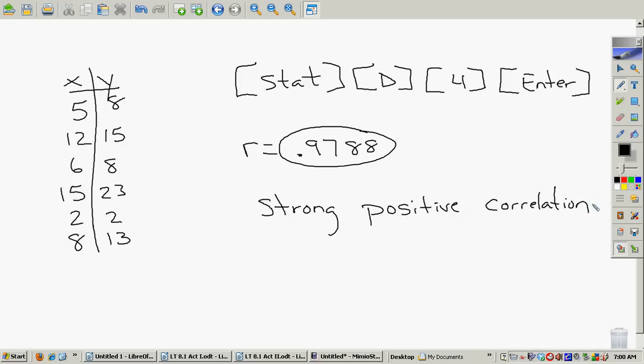Okay, on your next activity then, you're going to do some stuff with correlation. Make sure you have your notes out as you're doing the Act 2 activity for 8.1.